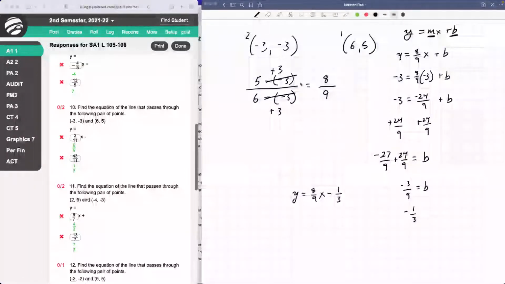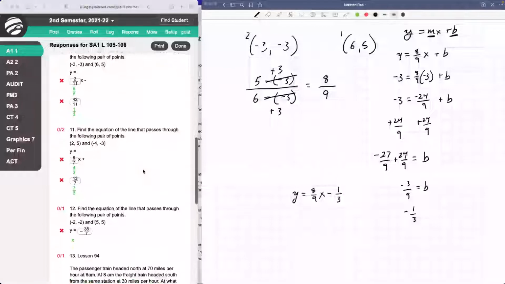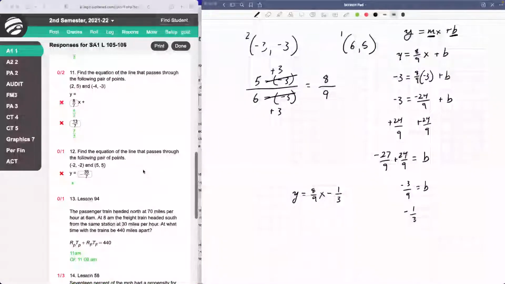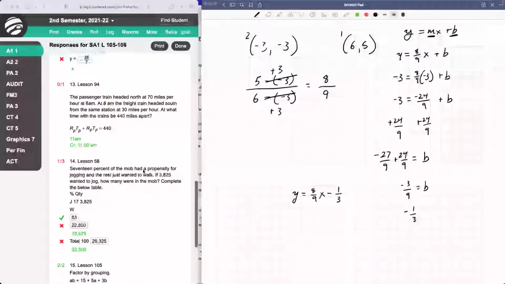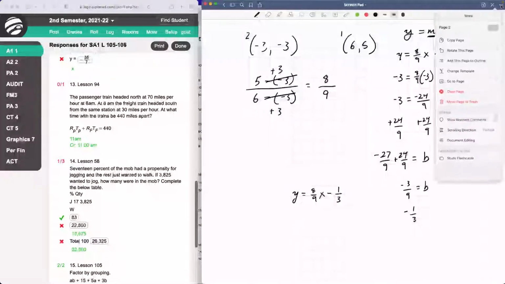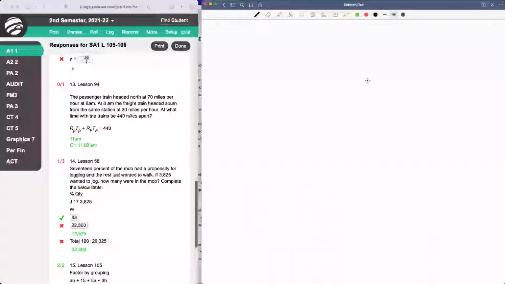So use this process here on number 11 and number 12 as well. Going on to the rest of them, so you didn't do number 13. Let me clear this page. Let's talk about 13. There we go. All right.